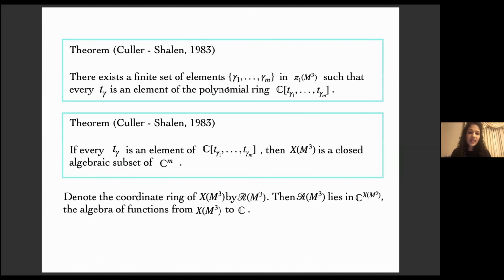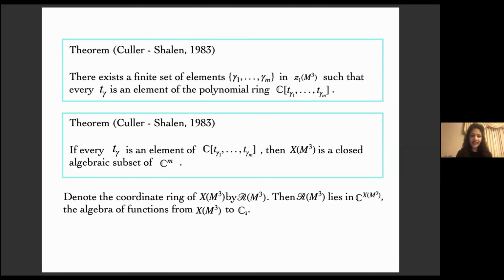And they use this theorem to prove the following: that if every T sub gamma is an element of this polynomial ring, then the set of characters is a closed algebraic subset of C^m. So we will now denote the coordinate ring of X of M3 by R_M3. Then R_M3 lies in the algebra of functions from X of M3 to C.